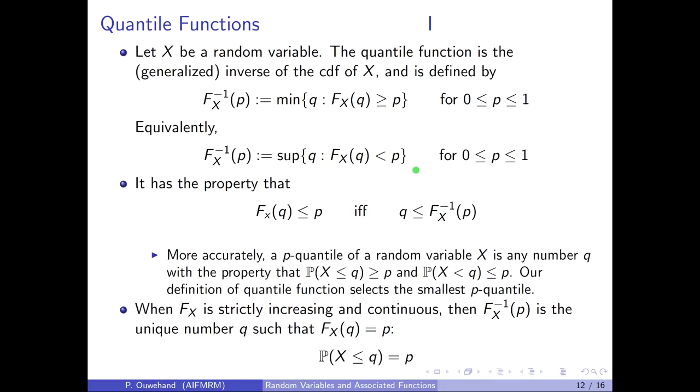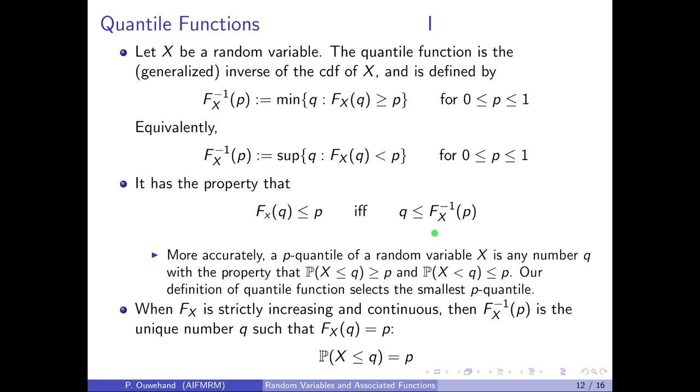The basic relationship between cumulative distribution functions and the associated quantile functions is the following. The CDF evaluated at Q is less than or equal to P if and only if Q is less than or equal to the quantile function evaluated at P. In other words, it looks like you can take this F_X over here to the other side and then it becomes F_X inverse.